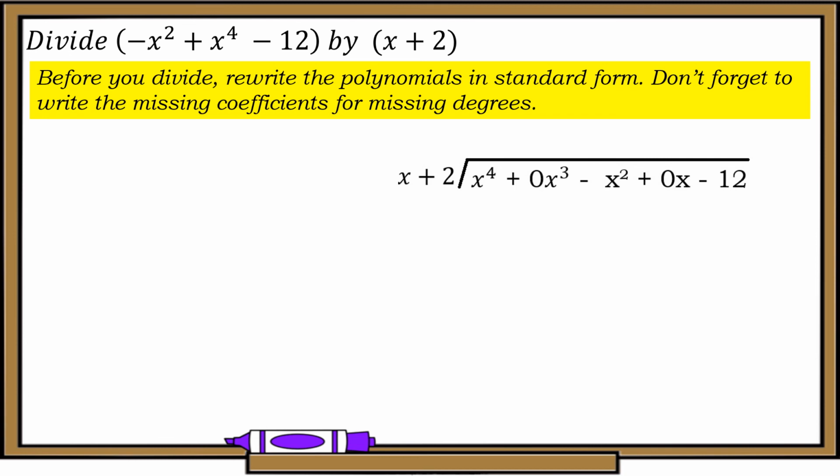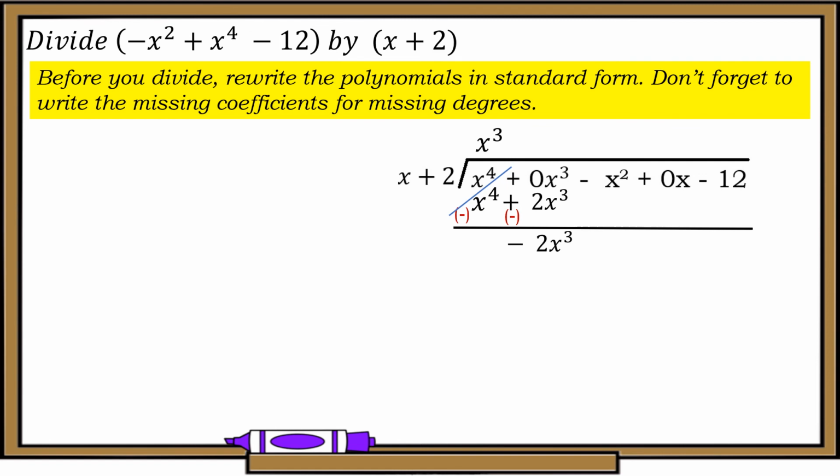Same process. Divide the first term by the first term. X to the 4th divided by x is x cubed. Then you multiply. X cubed times x, x to the 4th. Then x cubed times 2 is positive 2x cubed. When you subtract, change the sign of the subtrahend. So, x to the 4th, negative x to the 4th, 0 or cancel. Then, 0x cubed minus 2x cubed is negative 2x cubed.